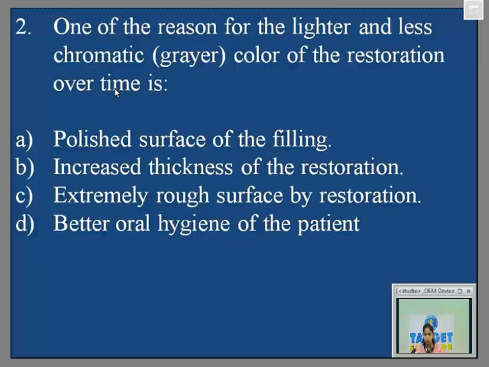Next question. One of the reasons for the lighter and less chromatic color of the restoration over time is? The answer?